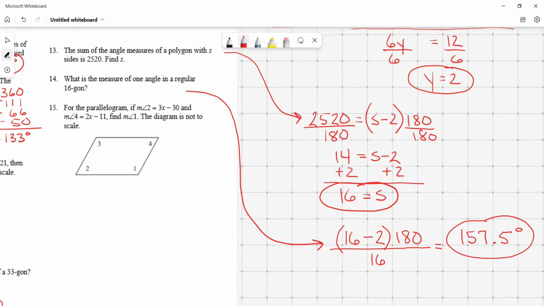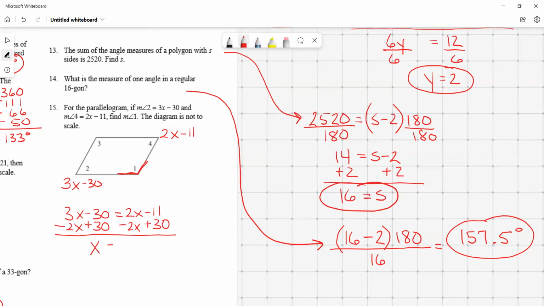All right, and we've got here angle 2 equals 3x minus 30, and angle 4 equals 2x minus 11. You need to find the measure of angle 1. All right, so opposite angles are equal to each other. So 3x minus 30 is equal to 2x minus 11. If you add 30 to each side and subtract 2x from each side, on the left-hand side you get x, and on the right-hand side you get negative 11 plus 30, that's 29.